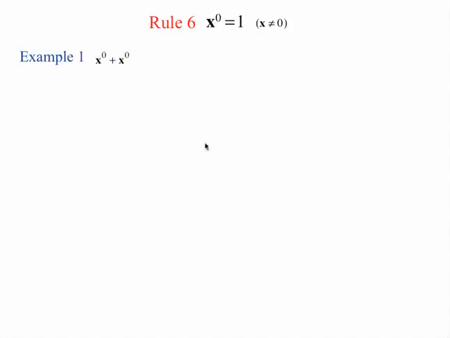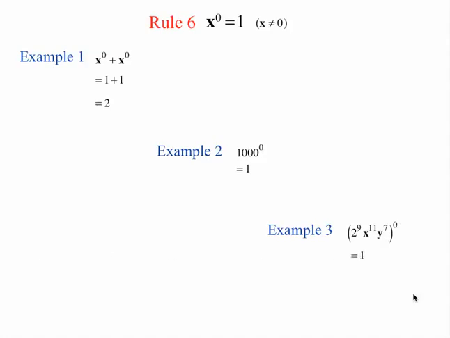So here's an example. We have x to the 0 plus x to the 0. Well, that's 1 plus 1, which is 2. Here's another example. Here we have 1,000 to the power of 0, which is 1. Example 3. Here we have a whole bunch of stuff in brackets, all to the power of 0, which is, you guessed it, 1.